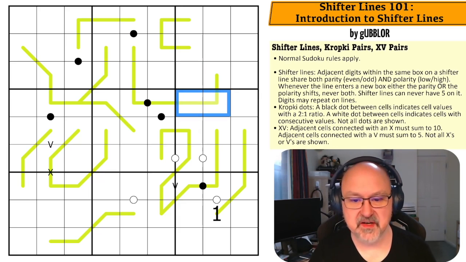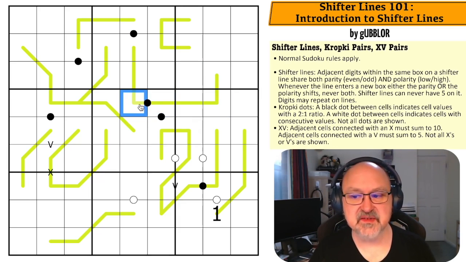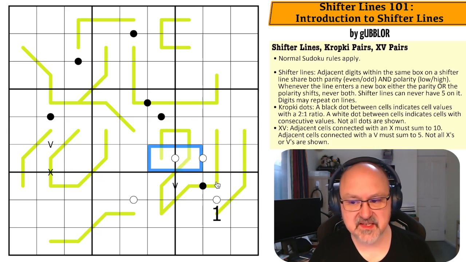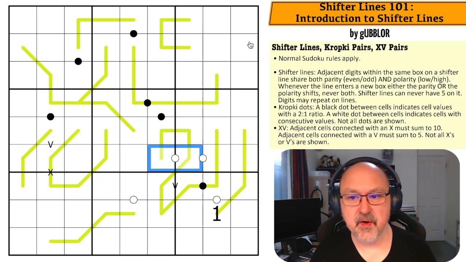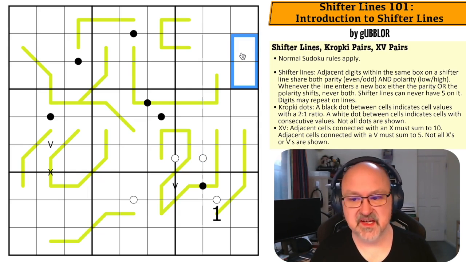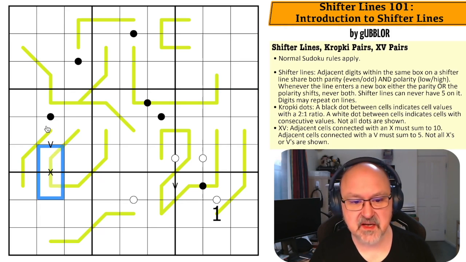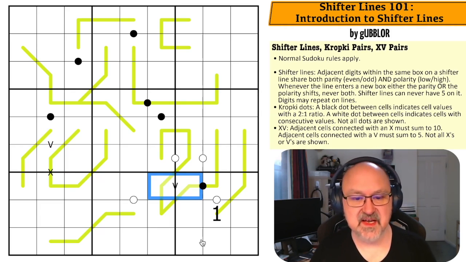Kropki pairs, or Kropki dots. What that means is cells separated by a black dot are in a 2-to-1 ratio, or one is double the other. Cells separated by a white dot are consecutive. Not all dots are necessarily shown, which means it would be perfectly fine for those two cells to either be consecutive or in a 2-to-1 ratio, or both. And then we've got XV rules, which is cells connected by an X must sum to 10, cells connected by a V must sum to 5. There's two of those. Not all X's and V's are shown. They're the rules we've got.